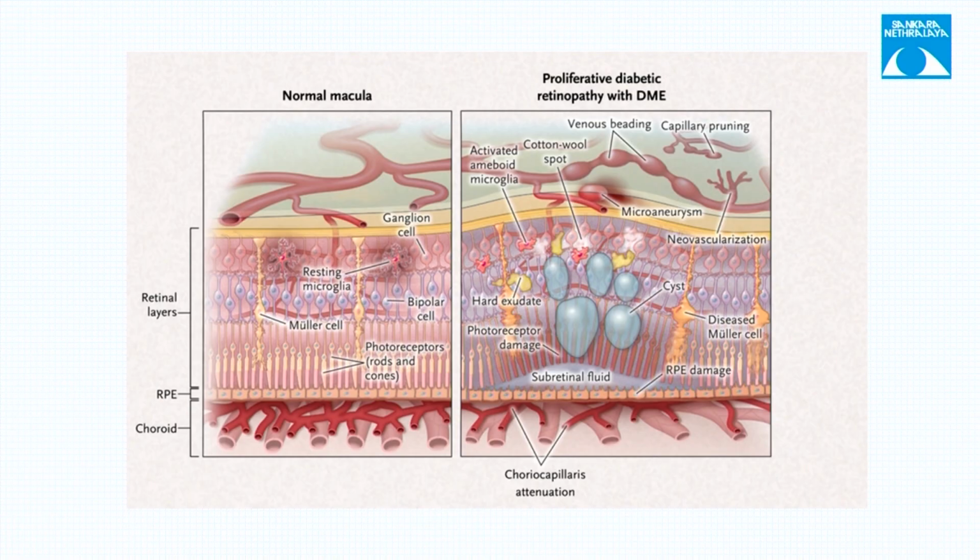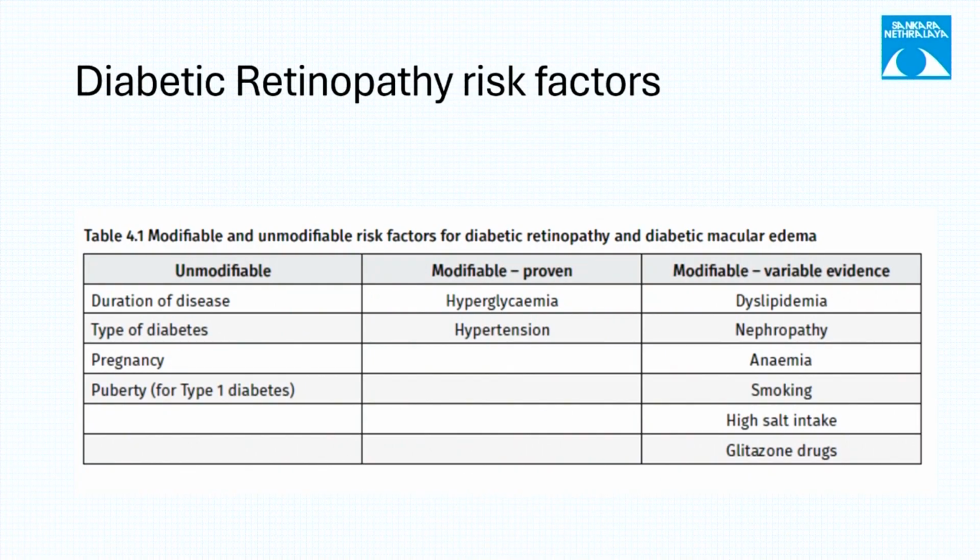So a patient can present to you with normal vision. We all know you can have severe proliferative changes with 6/6 vision, or you can have a little macular edema with no background changes and the patient having poor vision. So it all depends on where the pathology lies.